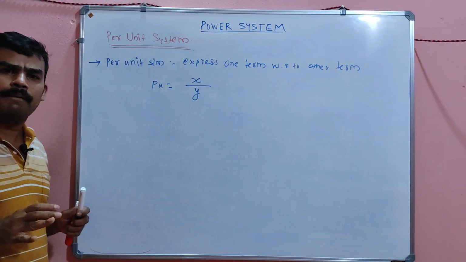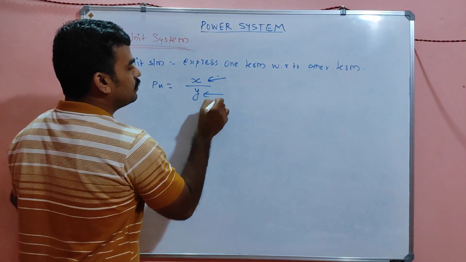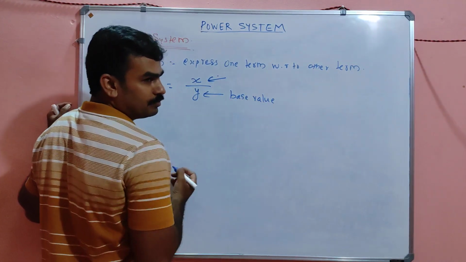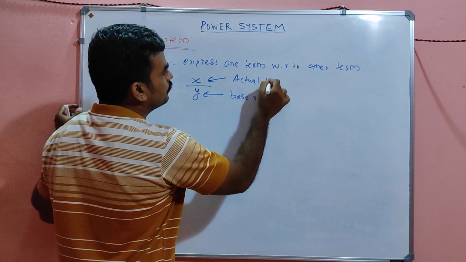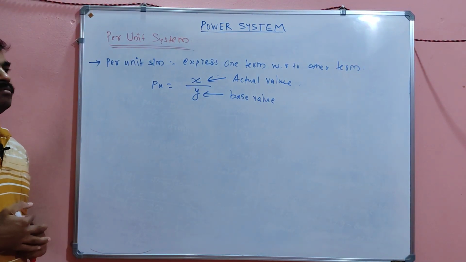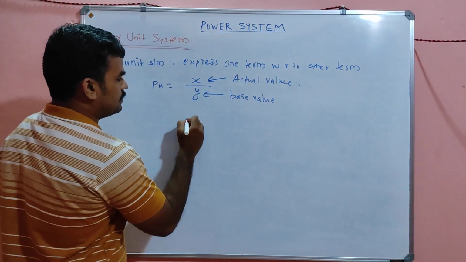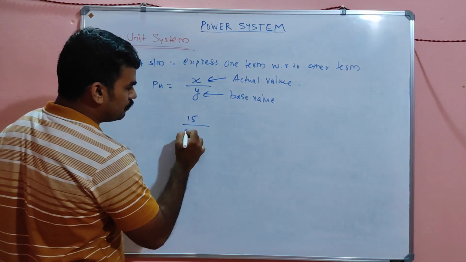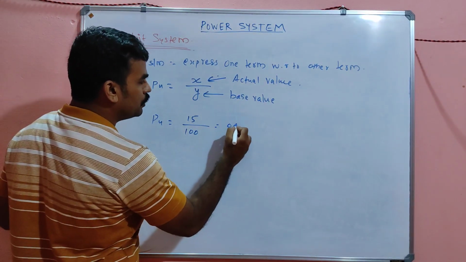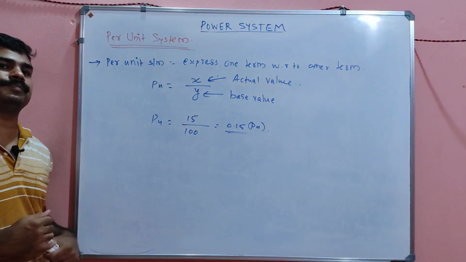Simple. So per unit system means you have to express x in terms of y. This y is called the base value, and this x is called the actual value. Suppose you have to express 15 in terms of 100. Then the per unit value will be 0.15. That's all. 0.15 per unit.